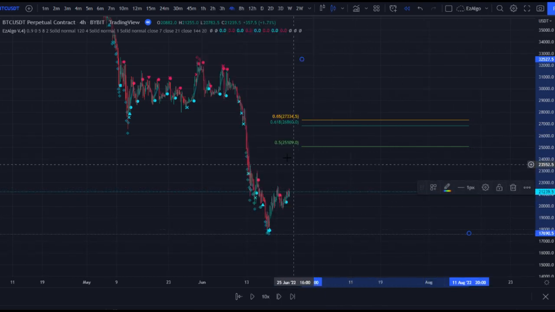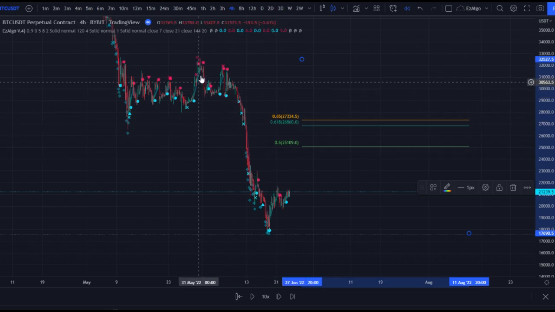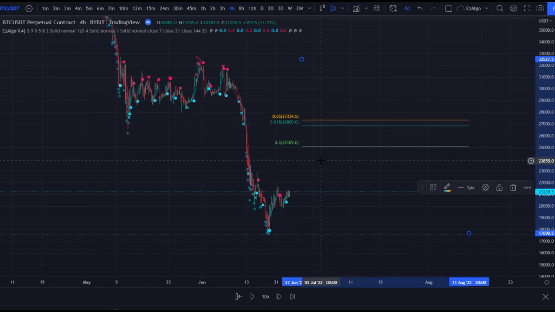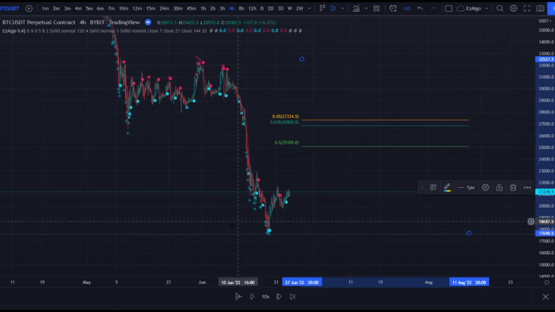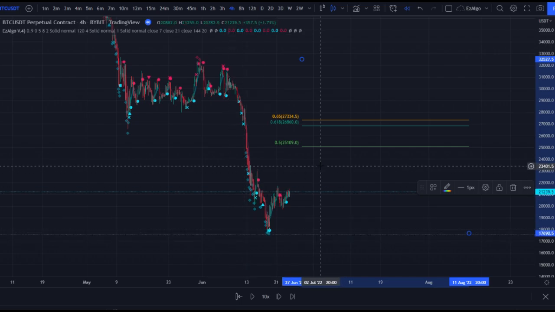So really get this through your head that when you're drawing from a swing high to a swing low, you're looking for a short position, right? You're not looking for a long position from these levels, obviously. If we are in an uptrend and I drew the fib from a swing low to a swing high, then yes, we'd be looking for longs. I'm going to get into that in a little bit. But right now we're looking for a short position, right?